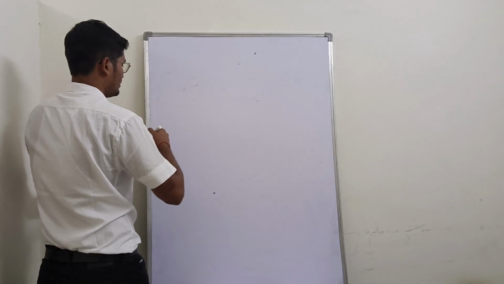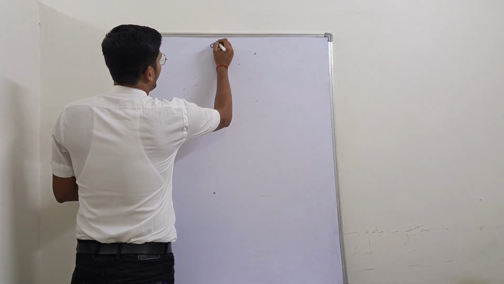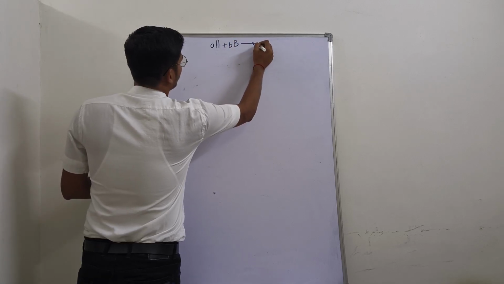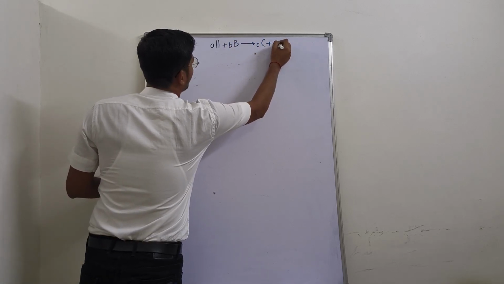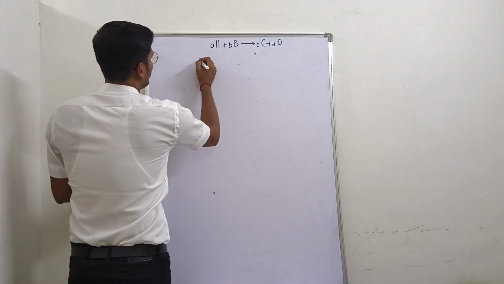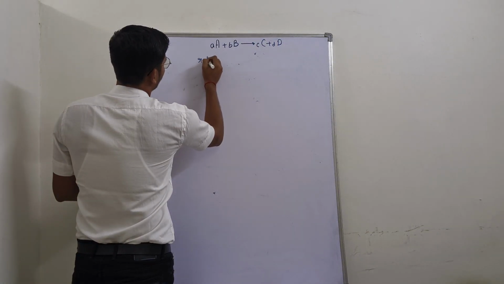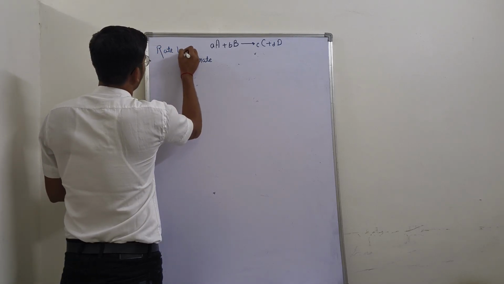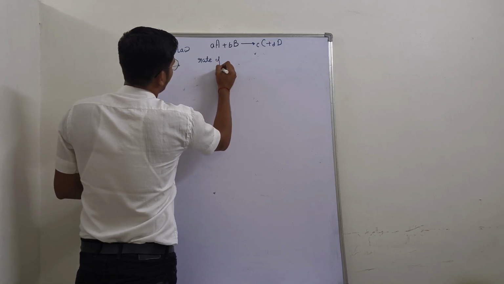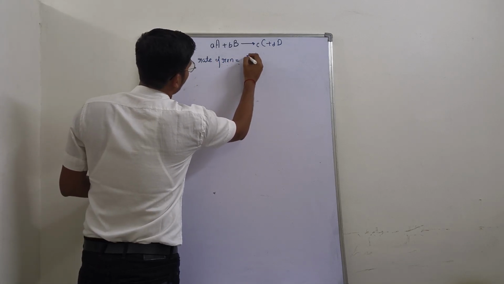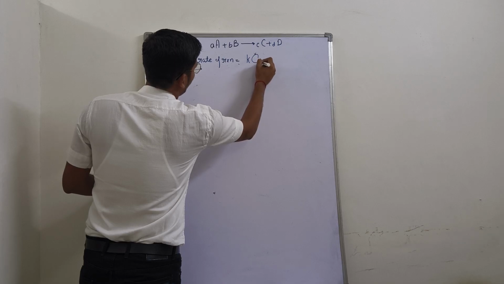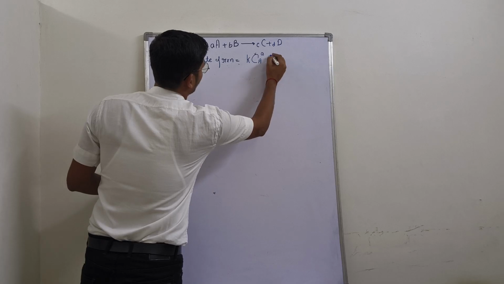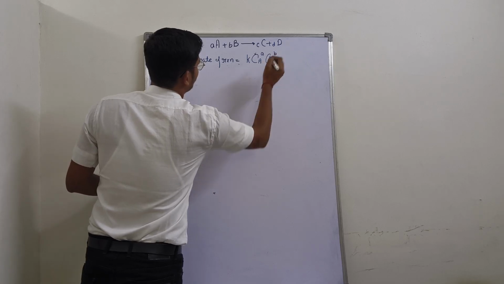So let us consider the general reaction aA plus bB gives product cC plus dD. It's just an arbitrary reaction. Now we'll take the rate of reaction by rate law. So rate of reaction will be k [A] to the power a, [B] to the power b.